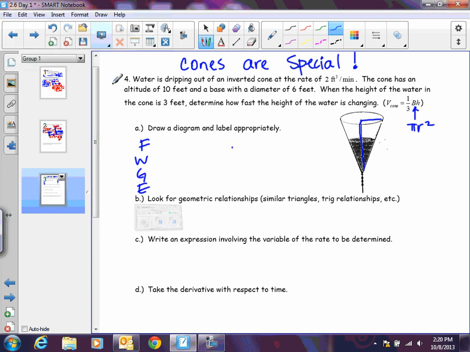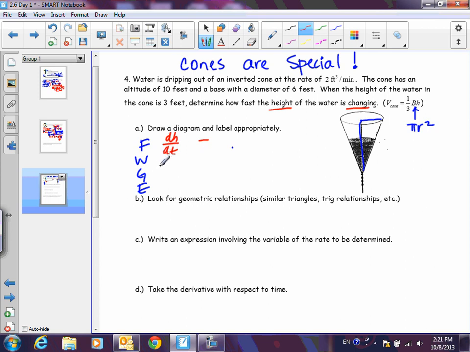Okay, so tell me, what are you trying to find here? dH over dt. We know that because it says the height of the water is changing. Is dH over dt going to be positive or negative? It's going to be negative because if water's coming out of this cone, the height's going to go down, right? It's going to decrease.